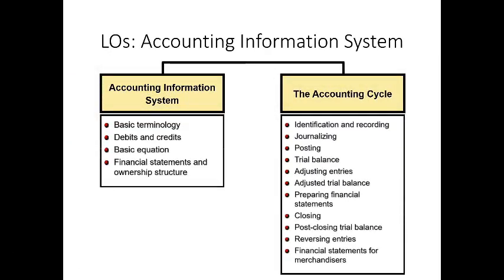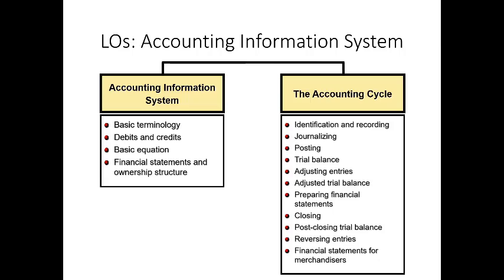Generally, there are two portions of this chapter. There's the accounting information system, the basic terminology. What is a debit, what's a credit, the basic equation, assets equals liabilities plus stockholders' equity. We'll talk about that in just a second. And then what are the financial statements and the ownership structure of a company. And then we're going to talk about the accounting cycle.